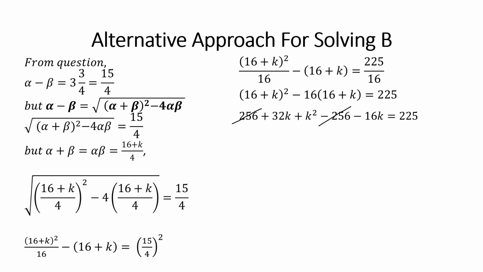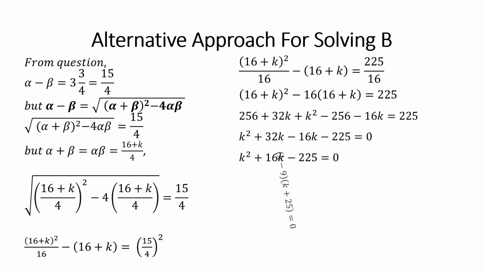Now let's rewrite the whole thing nicely. Always the work should be nice. So how do you write it nicely? Okay, so we can write it as k squared plus 32k minus 16k minus 225 is equal to 0. Get a new expression to be k squared plus 16k minus 225 is equal to 0. The factors of this quadratic equation is (k minus 9)(k plus 25) equal to 0. Meaning that k is equal to 9 or k is equal to minus 25. I think we are done.